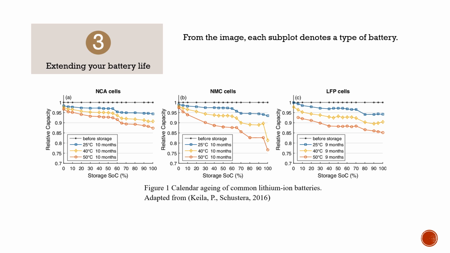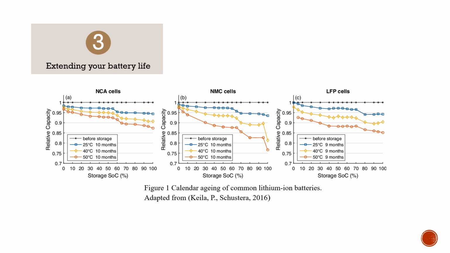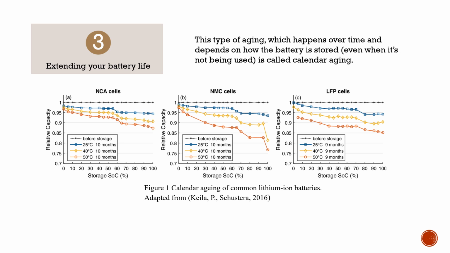From the figure, each subplot denotes a type of lithium battery. Lines in three colors denote different storage temperatures. It can be concluded that different storage SOC or storage temperatures can both lead to different speeds of battery degradation. Such type of aging, which happens over time and depends on how the battery is stored, is called calendar aging.